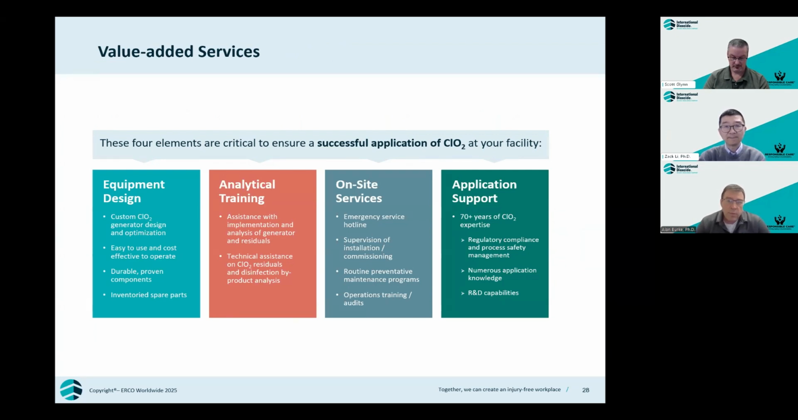And we can work with the staff to ensure analytical training is in place so that proper lab techniques are being used to monitor process efficiency. We can also provide on-site services and emergency support to provide maintenance, get on a call, or make a site visit when necessary to help assist and make sure to keep systems online and minimize downtime.